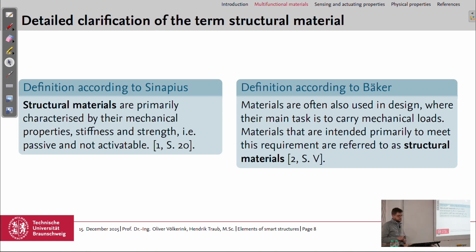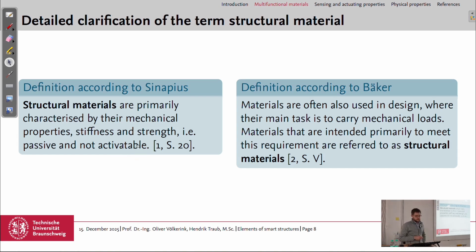And first we need a definition, a clarification of the term structural material, because I think outside of smart structures, for mechanical engineering, every material or most of the materials are used for their structural properties. So structural materials, according to the definition of Xenapius, are primarily characterized by their mechanical properties, stiffness and strength. These materials are passive and not activatable.